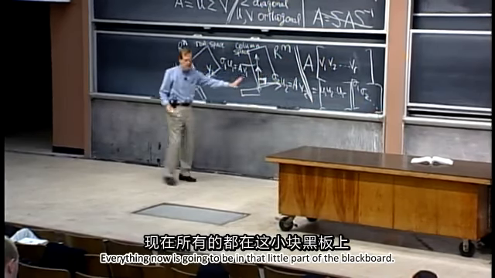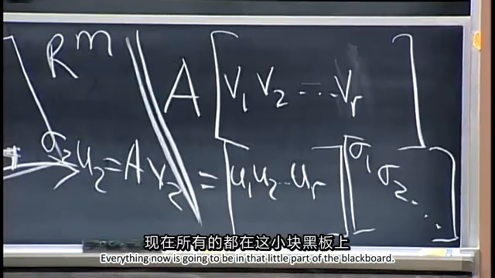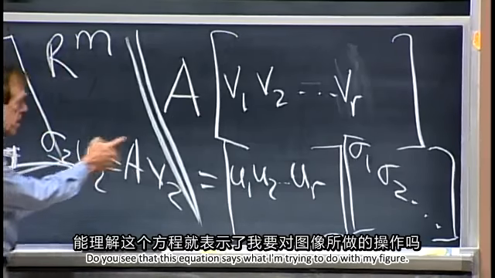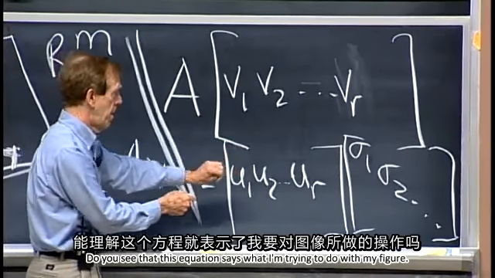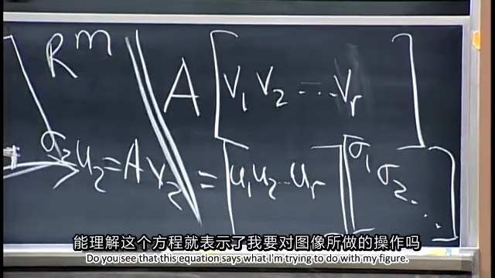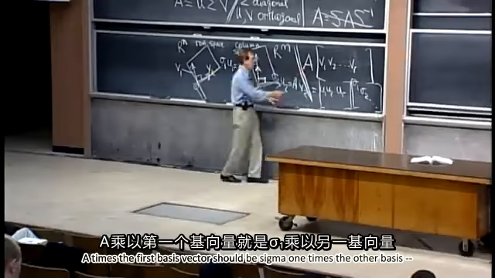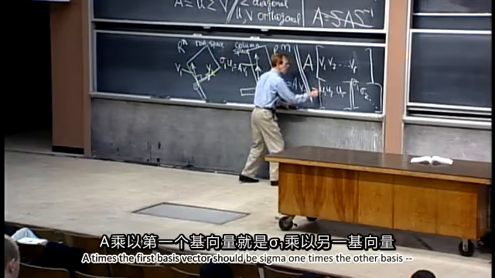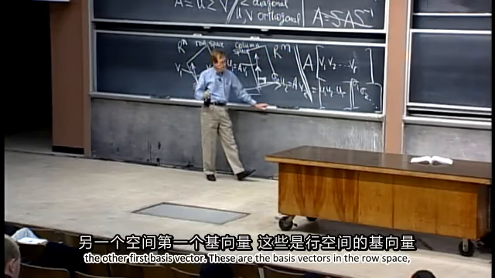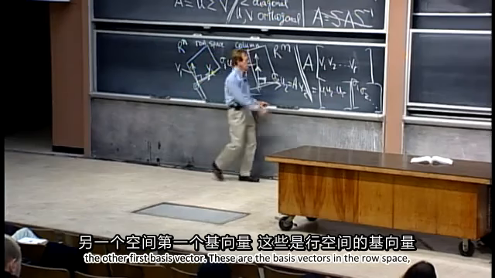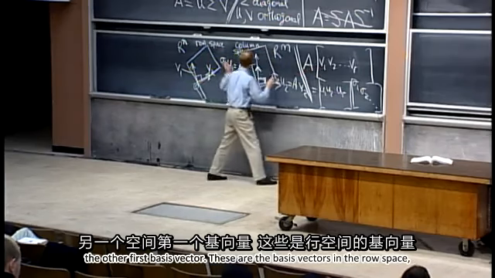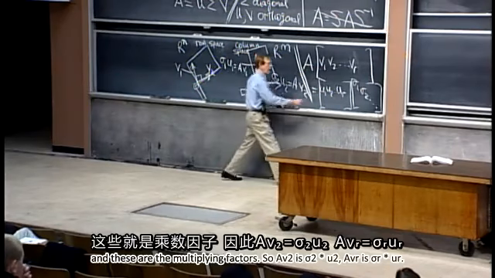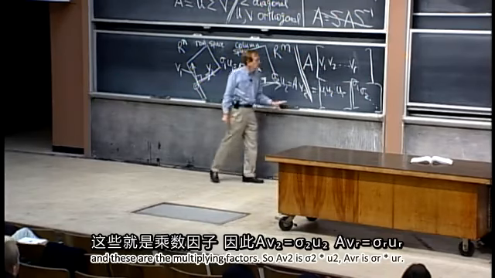Everything now is going to be in that little part of the blackboard. Do you see that this equation says what I'm trying to do with my figure? A times the first basis vector should be sigma 1 times the other first basis vector. These are the basis vectors in the row space. These are the basis vectors in the column space, and these are the multiplying factors.